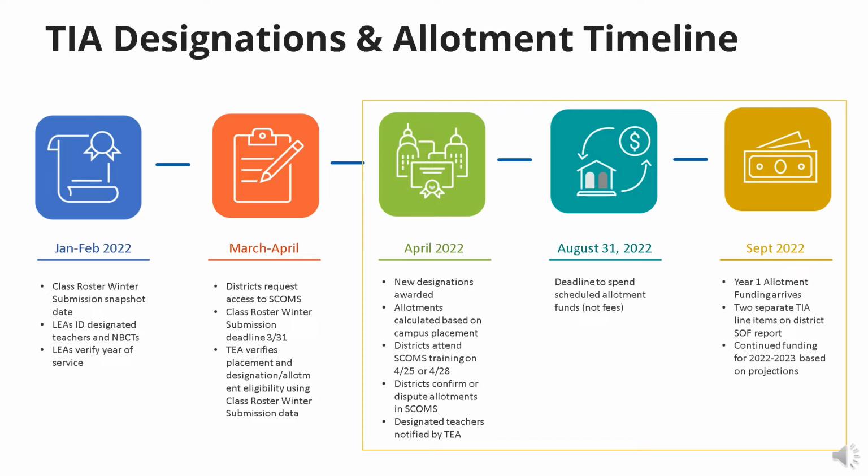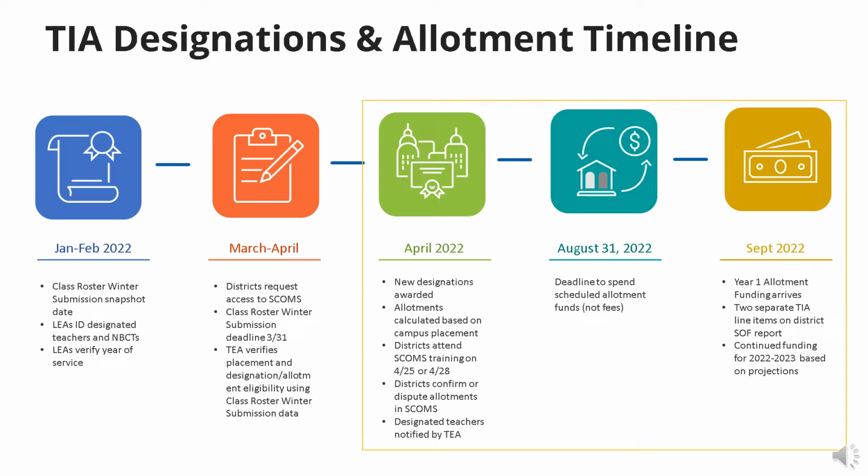Next, we want to share a high-level timeline for what to expect when it comes to TIA designations and spending the allotment. In this session, we are focused on TIA spending action items that will largely occur from April to September of each year. I do want to share that TIA spending can be quick, especially in a district's first year, but with clear planning, districts can ensure that they are able to meet all compliance needs related to TIA.